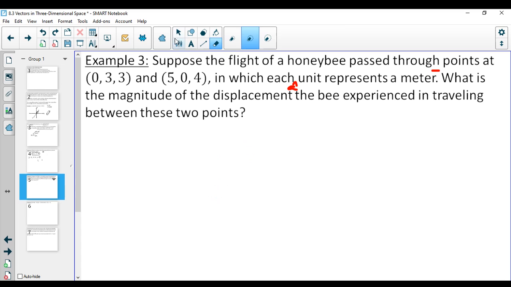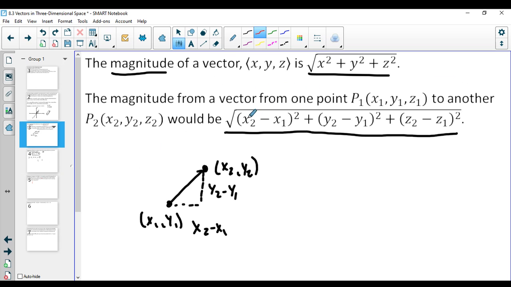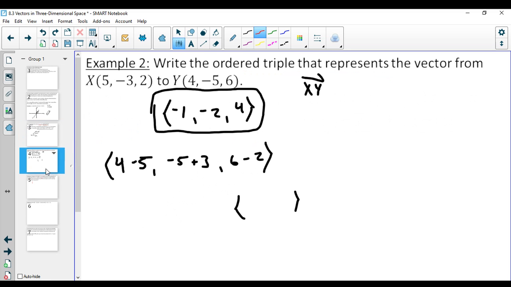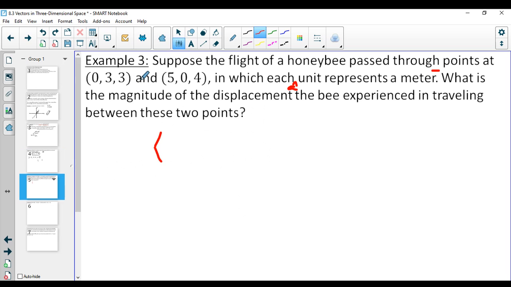And so I would like to write it instead of, so here, from point to point, you can use this formula, but instead of doing that, I think using this is so much easier, but then you need to know what the vector is. But I think it's really easy to determine what the vector is, right? From this point to this point, 0 to 5, we've gone 5. 3 to 0, we've gone -3. And from 3 to 4, we've gone 1.